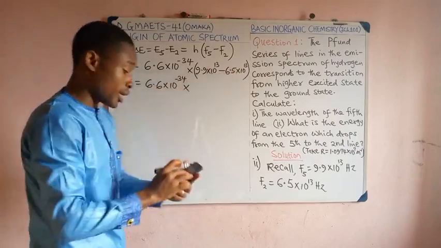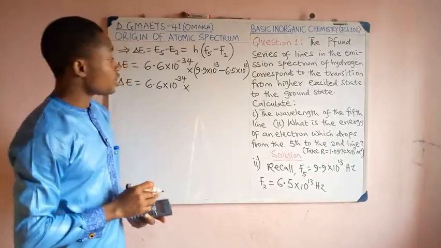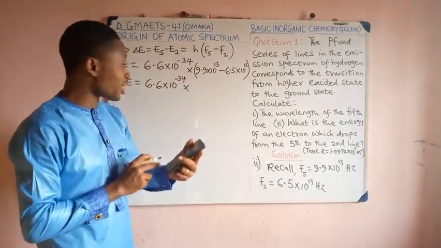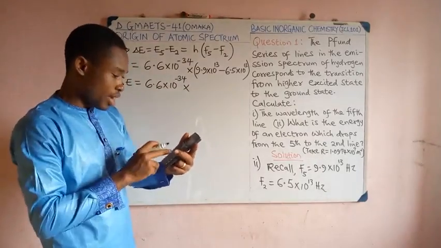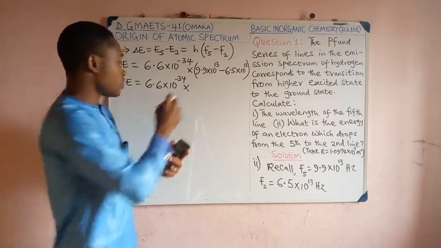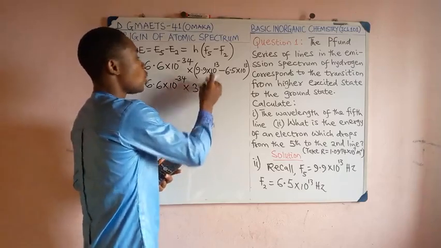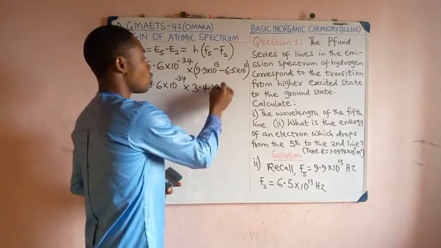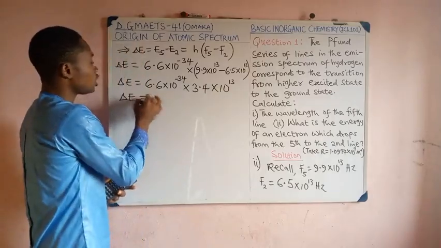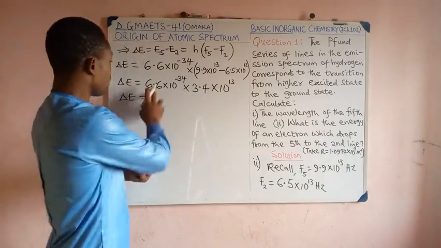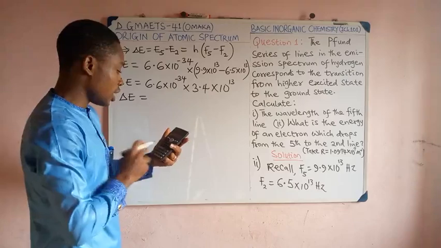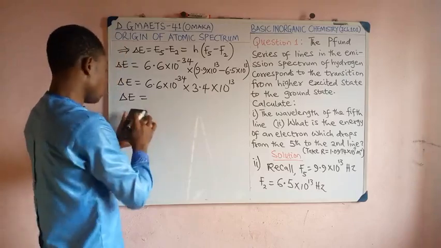When you come to this bracket, how do you work that out? 10 raised to the power 13 is common to the two terms in the bracket, so we're going to subtract 6.5 from 9.9. So 9.9 minus 6.5, the result is 3.4. We factorize 10 raised to the power 13, so we'll pick one of them, 10 raised to the power 13. Then the energy of the electron will now give us, let's multiply 6.6 by 3.4.